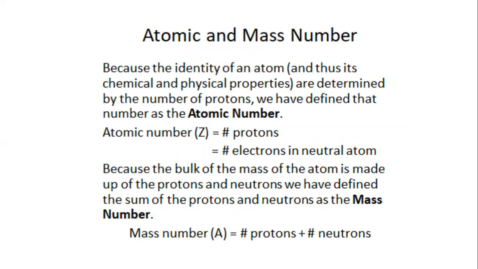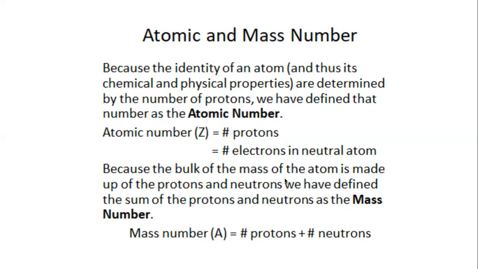So we're going to think about how we can identify one element from the other. Because the identity of an atom, and thus its chemical and physical properties, are determined by the number of protons, we have defined that number as the atomic number. We will refer to the atomic number as Z. And the atomic number is the number of protons, and that is also equal to the number of electrons in a neutral atom. So most atoms that we will encounter, unless otherwise stated, will have a neutral charge, meaning that the positives and the negatives, or the protons and electrons, are in the same amount.